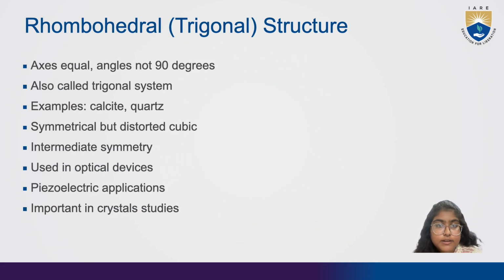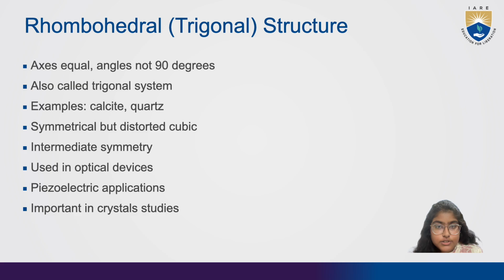Our penultimate crystal system is the rhombohedral structure, also sometimes referred to as the trigonal system. In this case, all three axes of the unit cell are equal in length, but the angles between them are not 90 degrees, and all three angles are equal to each other. Examples of materials exhibiting this structure include calcite and quartz.